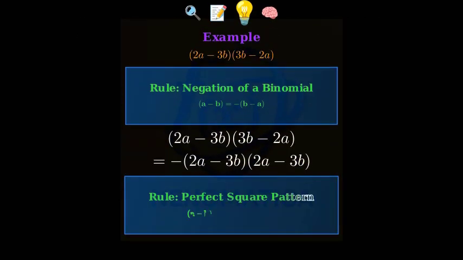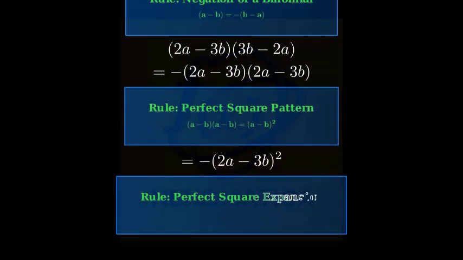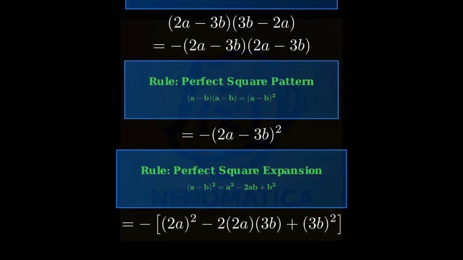Now, we can see that we have the negative of a perfect square. We can rewrite this as negative (2a minus 3b) squared. Now, we need to expand this perfect square using the formula. (a minus b) squared equals a squared minus 2ab plus b squared. In our case, a is 2a and b is 3b.